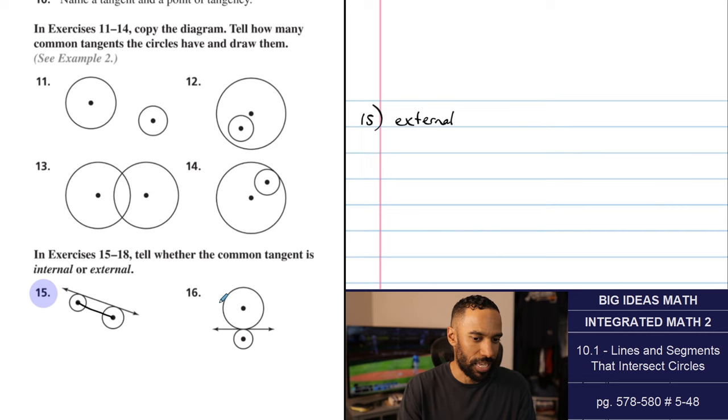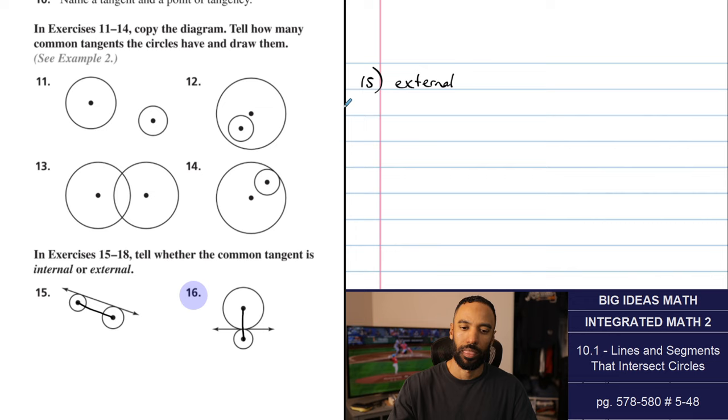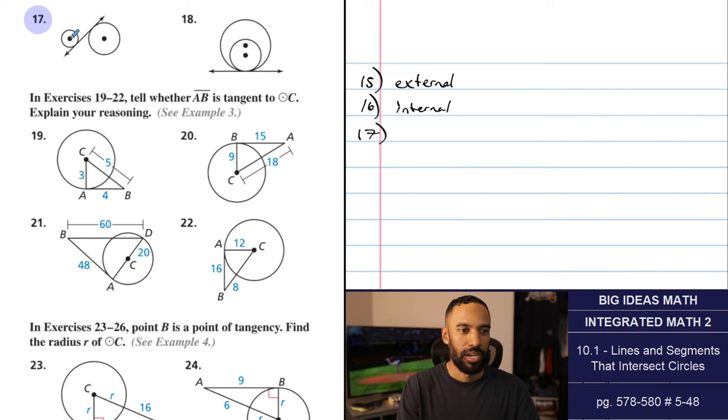Number 16, as we move forward, it does intersect there. Therefore, it is an internal tangent. So number 16 is an internal. 17 and 18 must be on the next page. So number 17, right here, this would also intersect that segment that connects the two circles. Therefore, it's an internal tangent. I'm guessing 18 is external. Let's see. Number 18, yeah.